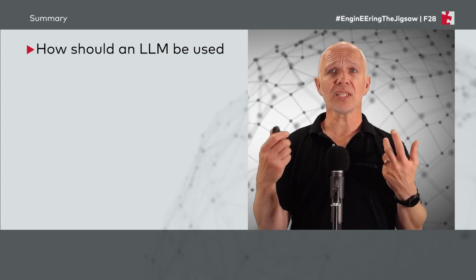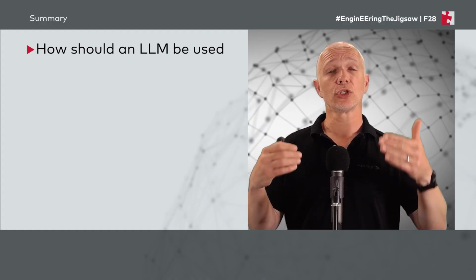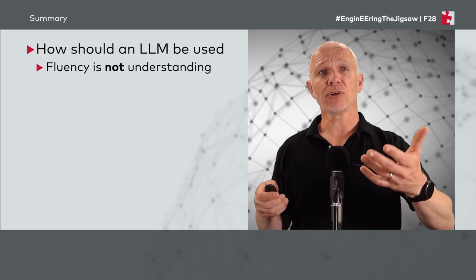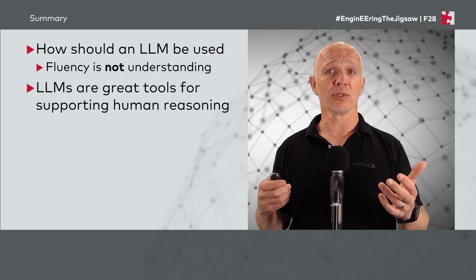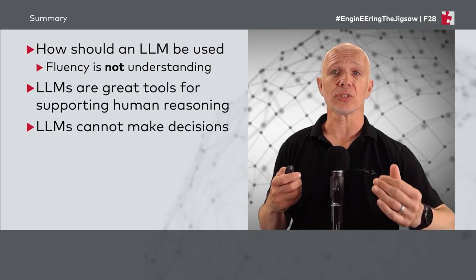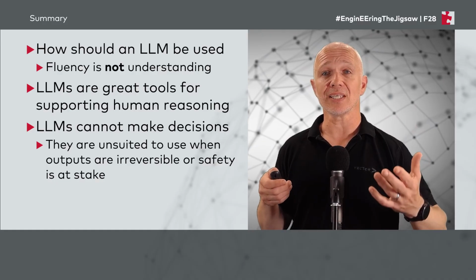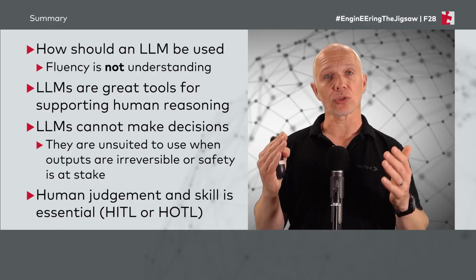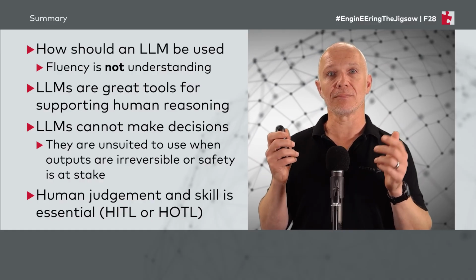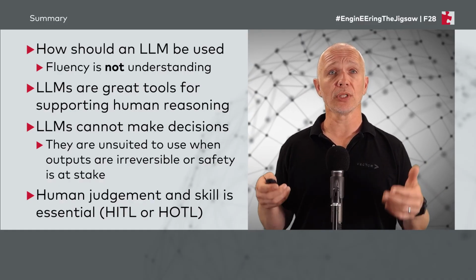As a summary, in this episode, we moved on from what an LLM is and how one might be used, to how one should be used, because fluency is not understanding. LLMs are great tools for supporting human reasoning, but they cannot make decisions. And this means that they're unsuited to use when outputs are irreversible or safety is at stake. And this means that human judgment and skill is essential in appropriate application of LLMs in an engineering environment, whether human in the loop, HITL, or human on the loop, HOTL. That's everything we're going to talk about today.